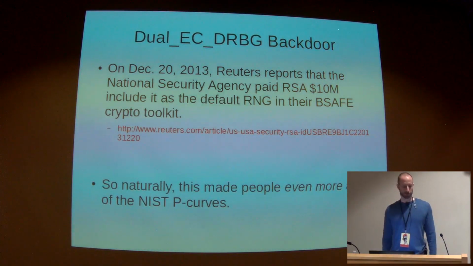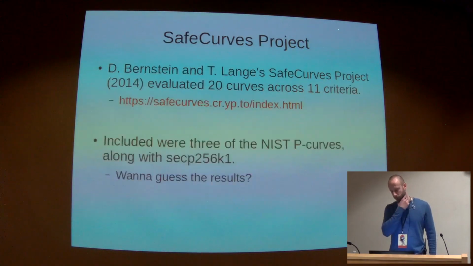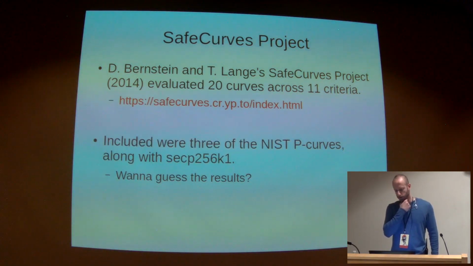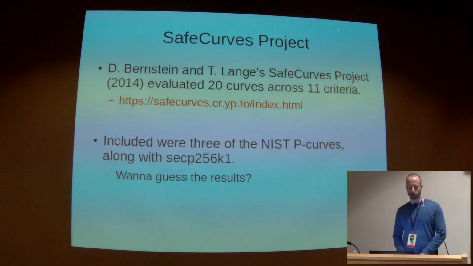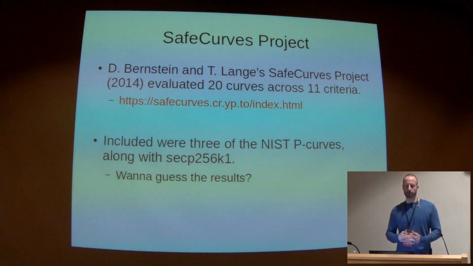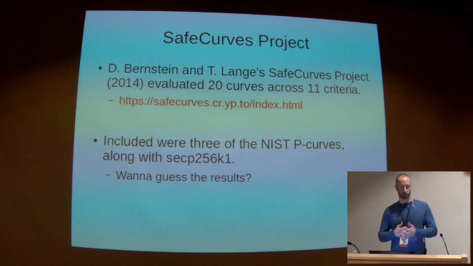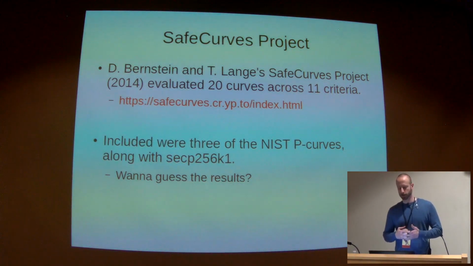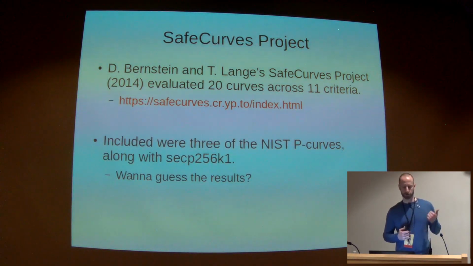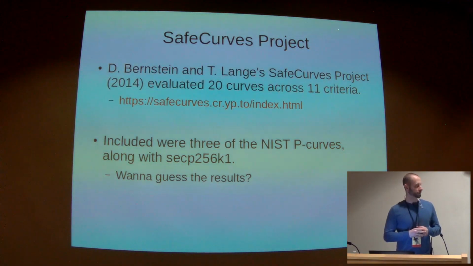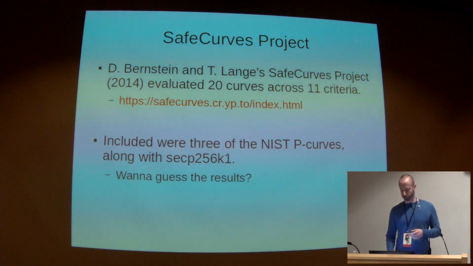So when this blew up, naturally people got much more suspicious about the NIST P curves. At this point, people were very, very concerned. In 2014, Bernstein and Lange came out with the SafeCurves project. It's actually a set of web pages where they evaluate 20 curves across 11 criteria. And in that were 3 of those P curves, along with secp256k1, that's the Bitcoin curve. Anybody want to guess what those results were?